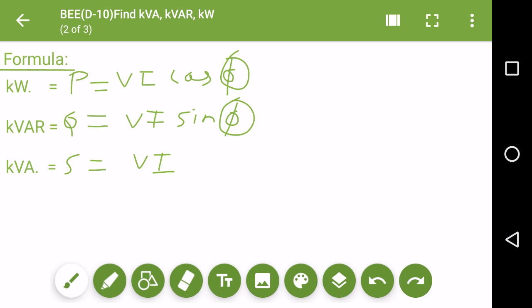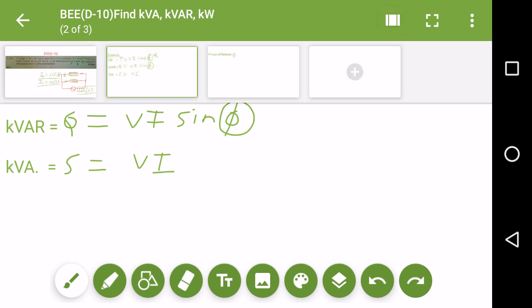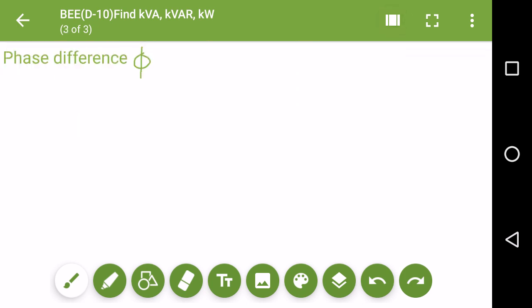So let's begin without wasting time. The first thing we need to find is the phase angle, phi. So we will find phi between voltage and current. First, finding phi1 between V and I1. I am provided with two currents, I1 and I2, so I am finding the phase difference phi between V and I1.